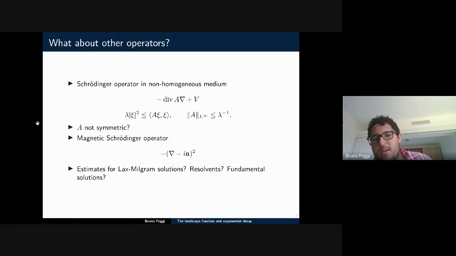Then also, of course, other than fundamental solutions, you can ask if you have similar exponential decay for Green's function solutions or for resolvents of the operators.